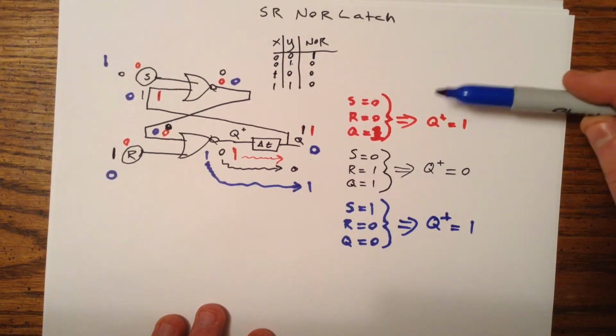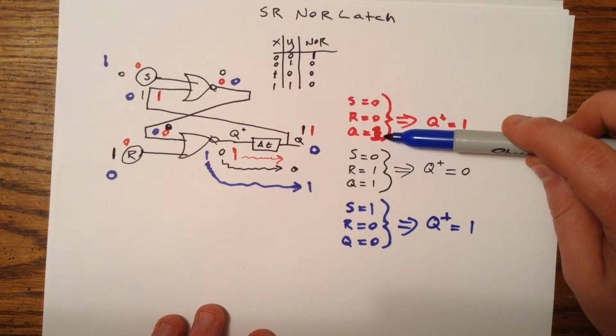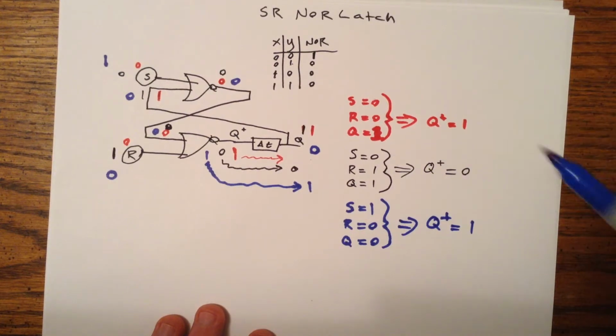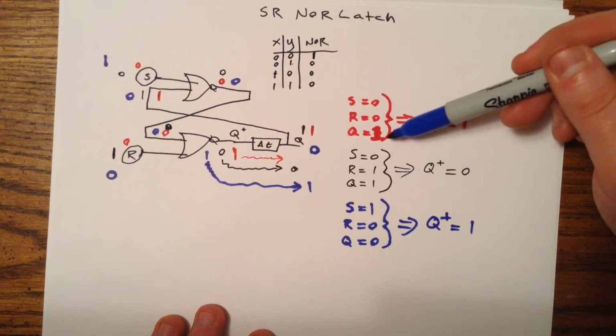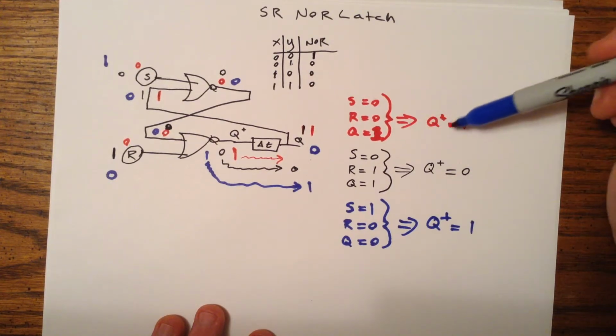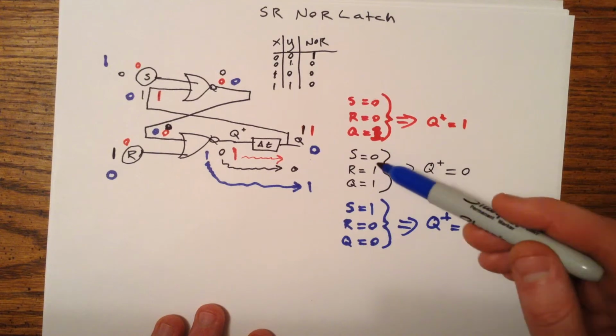But the textbook will prove to you that if Q is equal to 0, Q plus will be equal to 0. So if we're not putting a 1 on either set or reset, it remembers, and it'll keep on remembering until we change one of these.